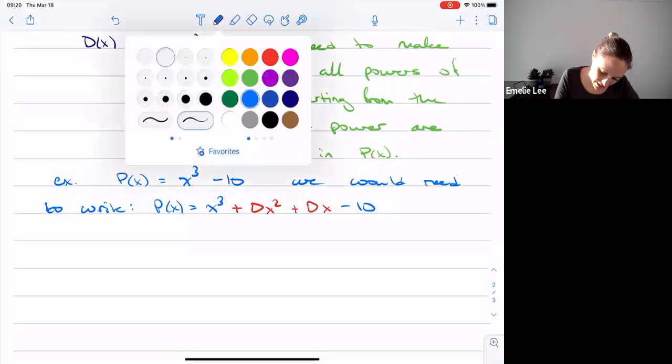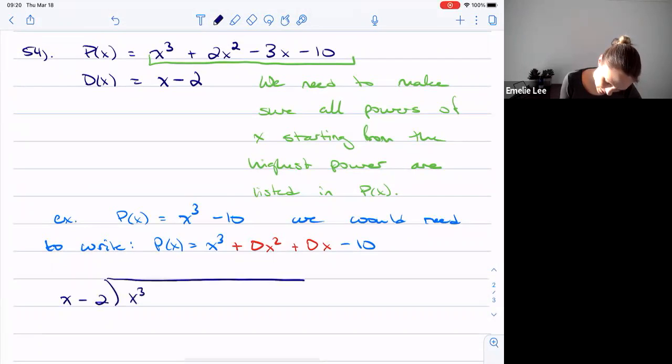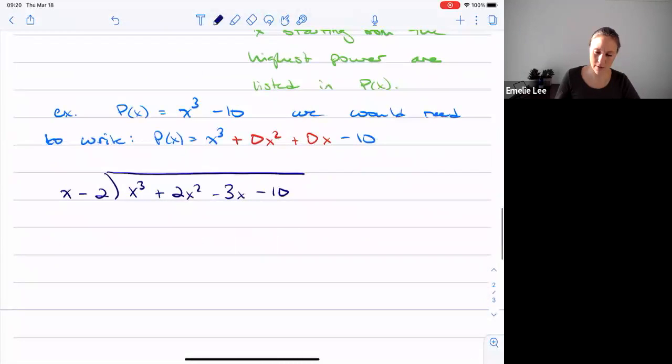Okay, so now we're ready to divide this thing. X minus 2 is going into x to the 3 plus 2x squared minus 3x minus 10. Remember how we did it? We take the leading term of the big guy, the P, and divide it by x in this case, and the result goes up above the x to the 3.